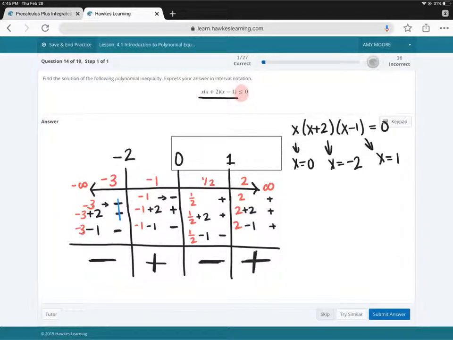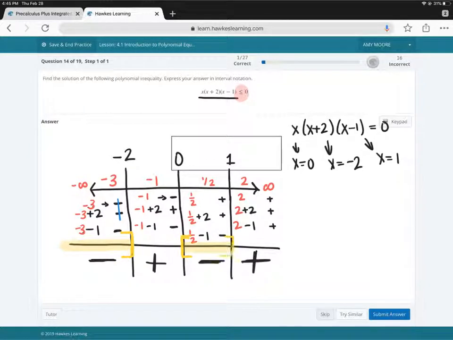So mine said less than or equal to 0. As soon as you see the or equal to 0, that tells you it's brackets. The less than part tells me that you are picking the negative areas. Because it's less than, I want the regions that are negative. I want what's below the x-axis. So I'm going to put a bracket here and I'm going to put brackets here.